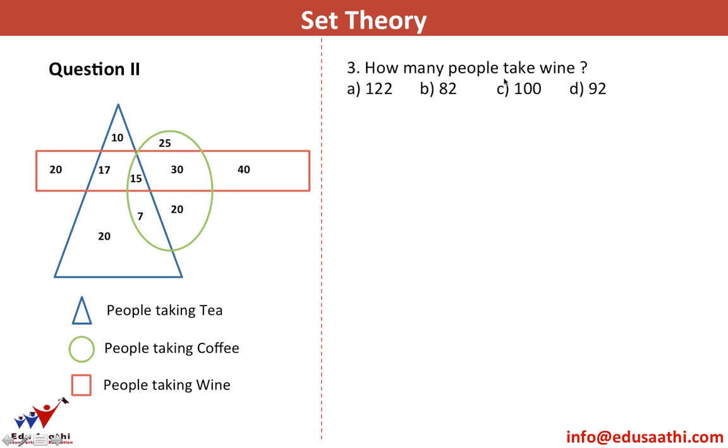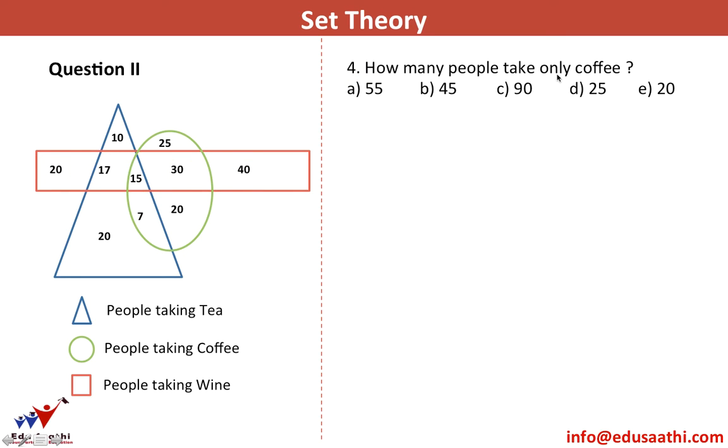How many people take wine? So wine means everything inside this rectangle, so I'll count the total number. 20 plus 40, 60, plus 30, 90, plus 15, 105, plus 17, 122. So this is my correct option.